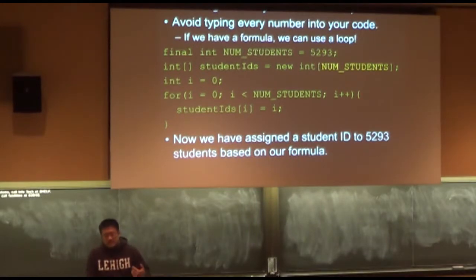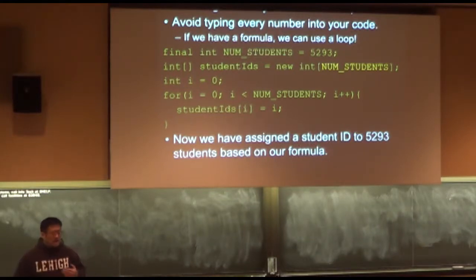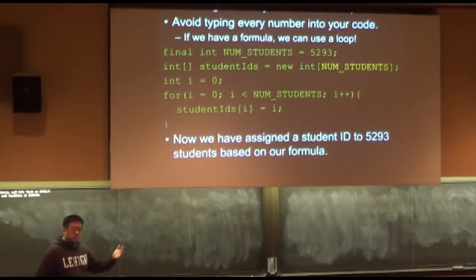Here's where you can see that things are kind of speeding up. Now, whereas before I had to write code that would handle each member of that array, now I've got a loop that handles it all for me. Now I don't have to write 5,293 lines of code in order to handle every student ID.